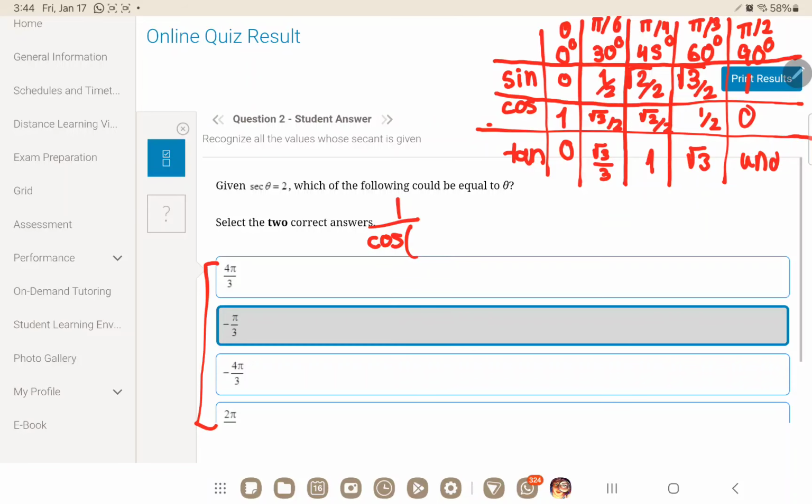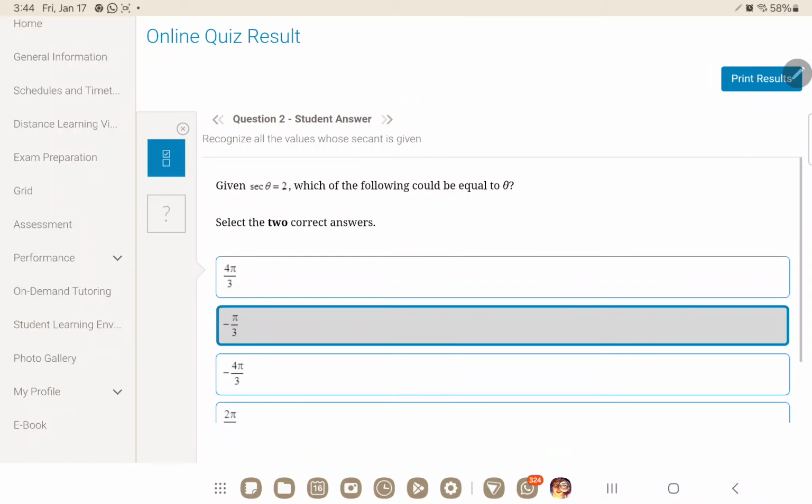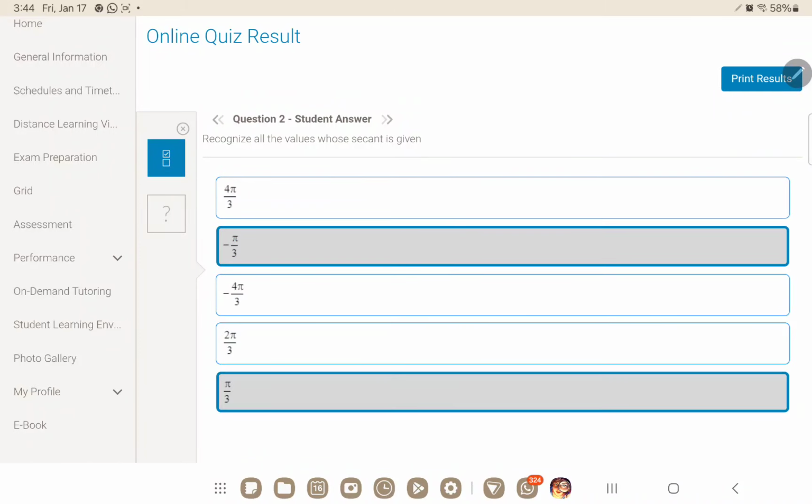So 1 over cosine of negative, when you put them in your calculator, you're gonna find that out of these options, it's only negative pi over 3 and pi over 3. The rest, when you put them, they're gonna give you negative 2 most likely, not the actual answer. Now, moving on.